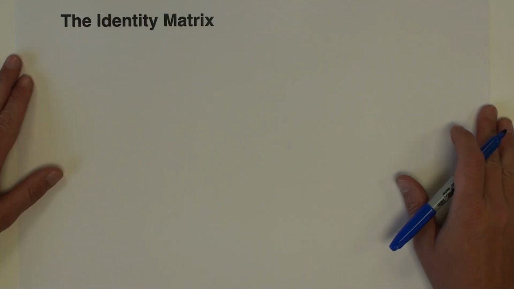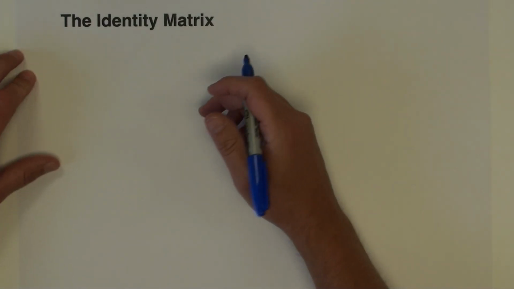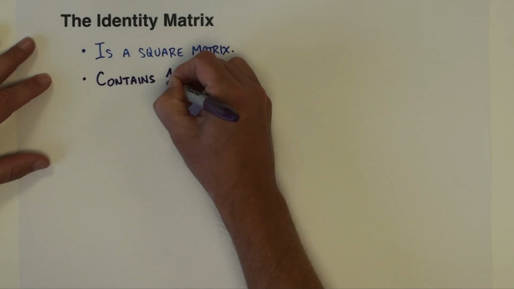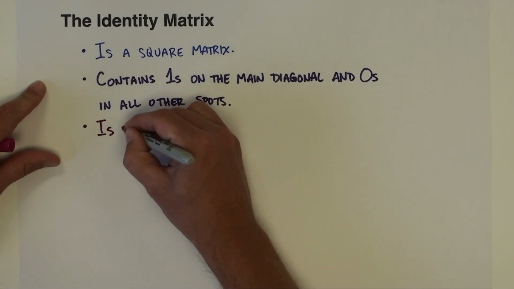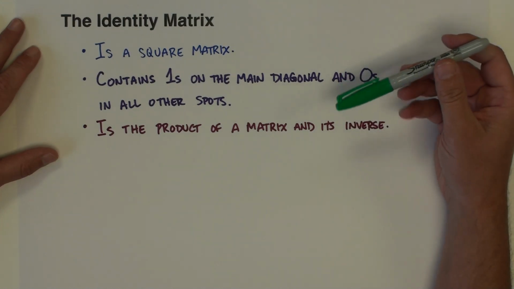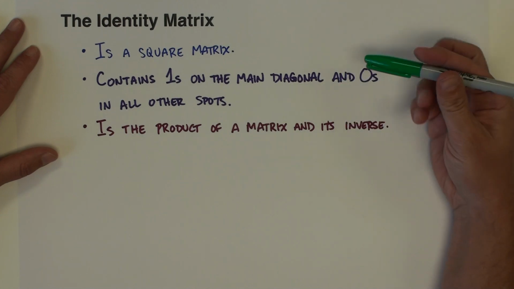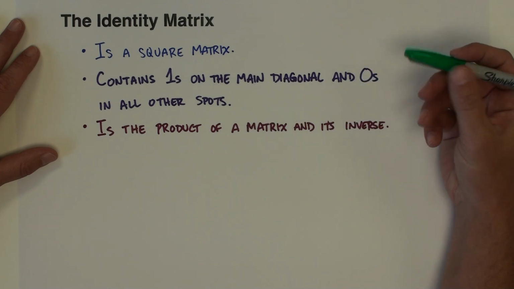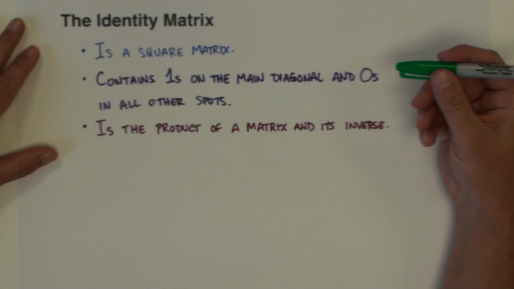Next thing I want to talk about concerning inverse matrices is the identity matrix. Let's go over some properties about the identity matrix. Alright, so your identity matrix is going to be a square matrix. It's going to have 1s on the main diagonal and 0s in all other spots. And it's the matrix that you get when you find the product of a matrix and its inverse. So let me give you some examples of what the identity matrix is for some of the smaller square matrices.